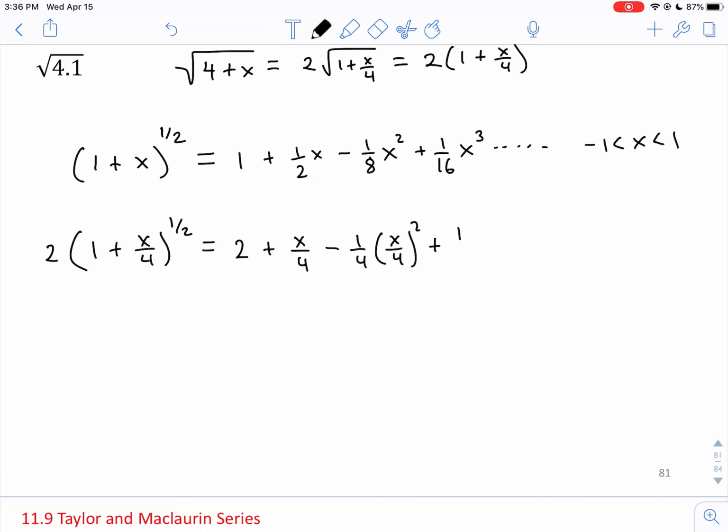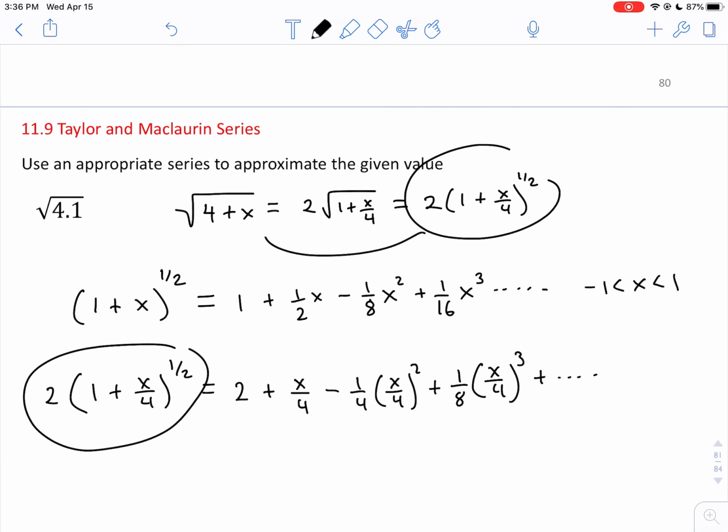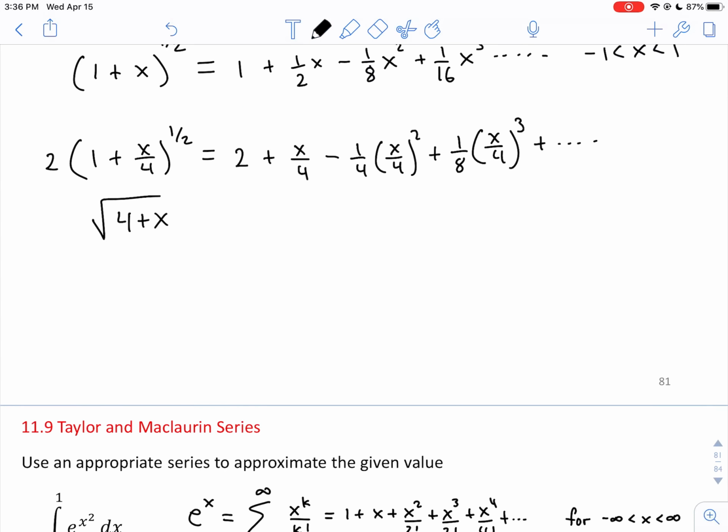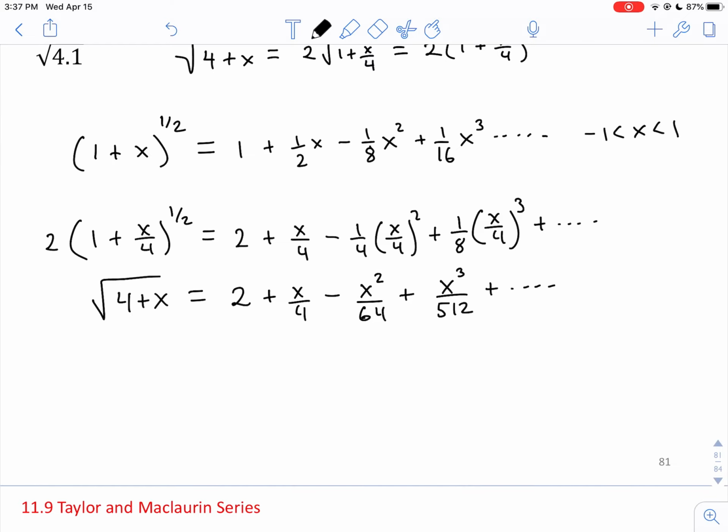Plus, we're going to double the 1/16. That makes 1/8. And change the x to x over 4. And that's going to be cubed. Okay, so in other words, if I follow these steps backwards, we really just found a series for the square root of 4 plus x. So square root of 4 plus x is equal to, and let's simplify this a little bit, 2 plus x fourths minus square the 4, and then multiply by another 4. That's going to be x squared over 64, plus cube the 4, that's 64, times 8, so 512. So we have an x cubed over 512. And then there's more terms. We're just going to use the first 4 terms because that's all the terms we found.